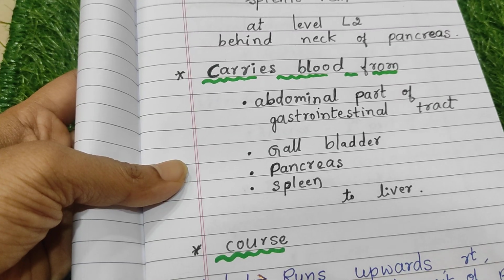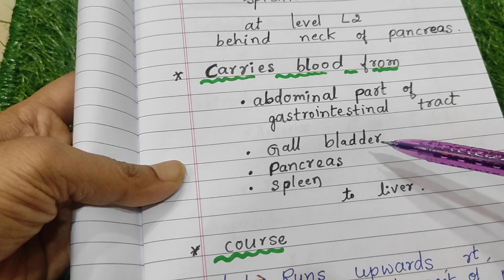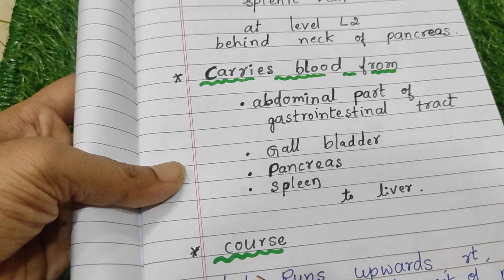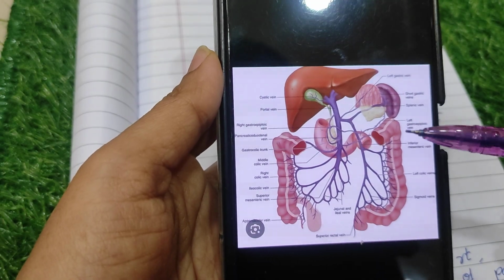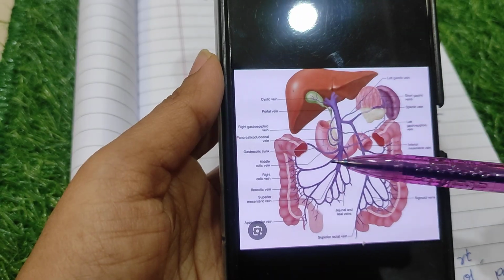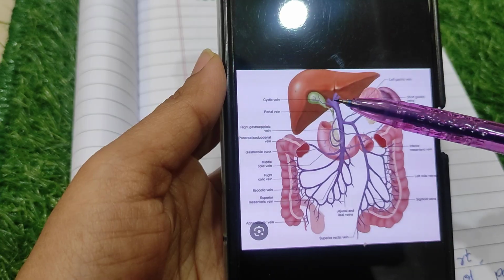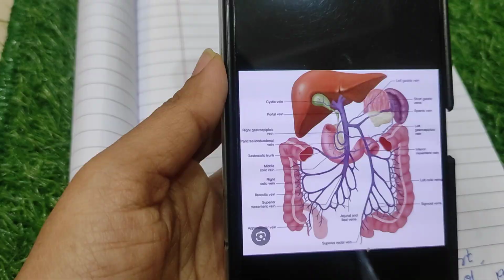It carries blood from abdominal part of the gastrointestinal tract, gallbladder, pancreas and spleen to the liver. Here you can see the venous drainage of the portal vein, abdominal part of the gastrointestinal tract, from the spleen, from the gallbladder and from the pancreas.